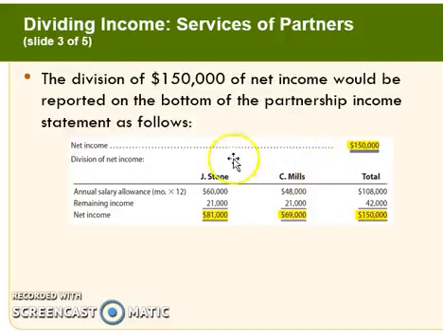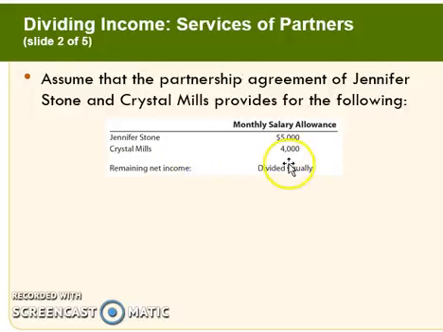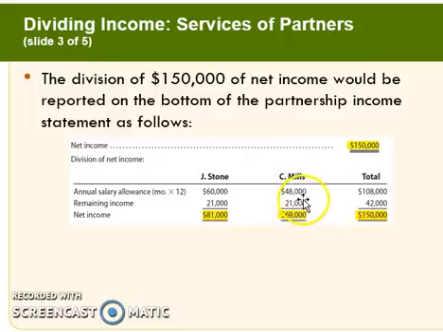So when we do this, we're going to say that the partnership made $150,000. The annual salary allowance for Jennifer will be $5,000 times 12, which is $60,000. And for Crystal Mills, it'll be $4,000 times 12, which is $48,000. So right off the bat, just for the time they put into their partnership, we're going to allocate out $108,000. We had a total net income of $150,000. Subtract out $108,000, and we've got $42,000 left to decide how we want to divvy up.